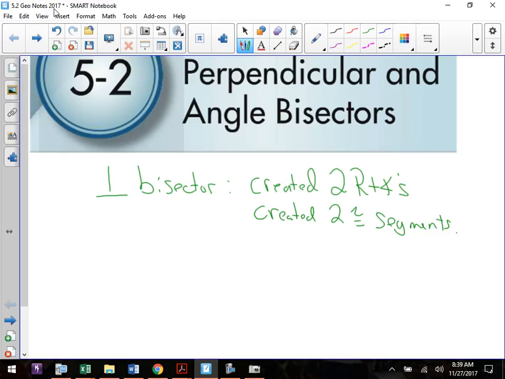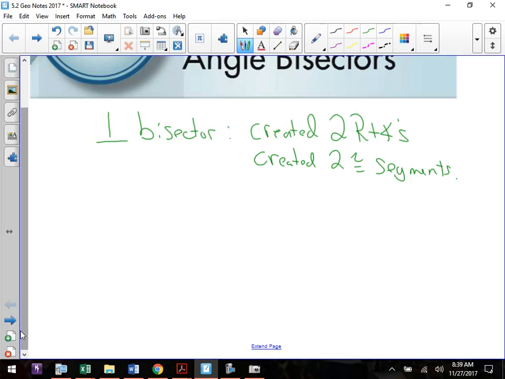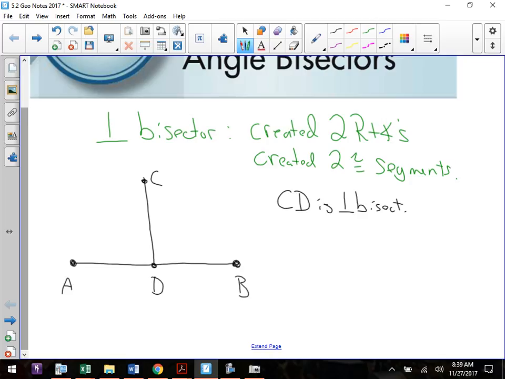So if you look at what a perpendicular bisector looks like, just in a generic sense of a picture. If I take a segment, call it AB, and I'll say that CD is the perpendicular bisector of AB. You guys might want to write this down.